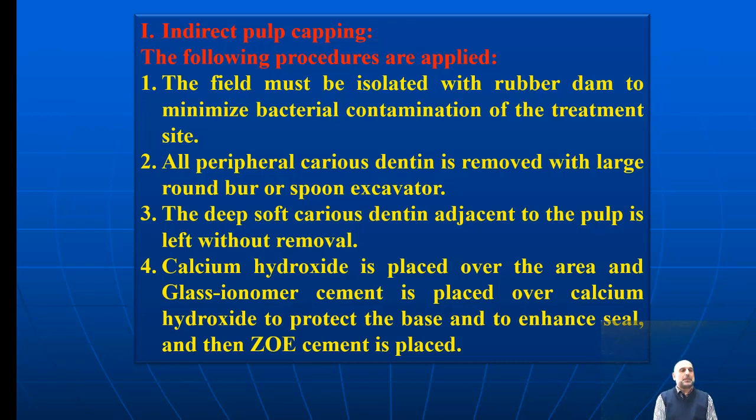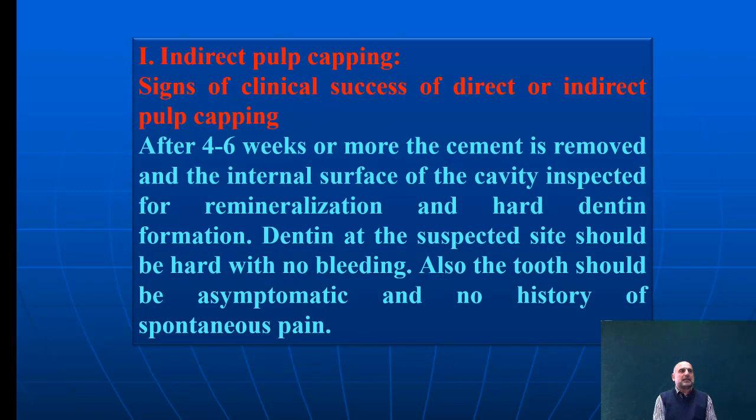Glass ionomer protects the calcium hydroxide from the solution and seals the area from water or any humidity. Indirect pulp capping: signs of clinical success of direct or indirect pulp capping. After 4 to 6 weeks or more, the cement is removed and the internal surface of the cavity inspected for remineralization and hard dentine formation. We need at least 4 to 6 weeks for formation of the dentinal bridge.